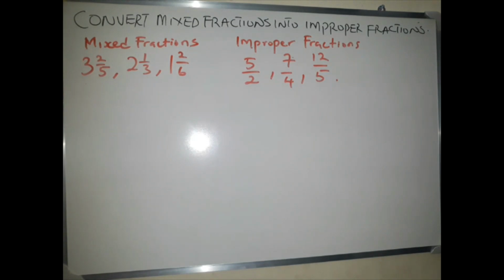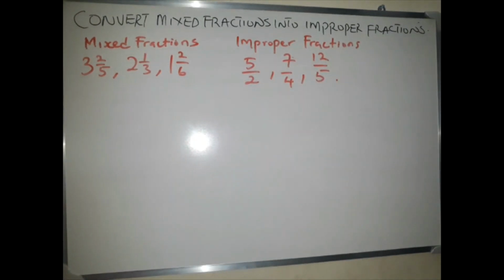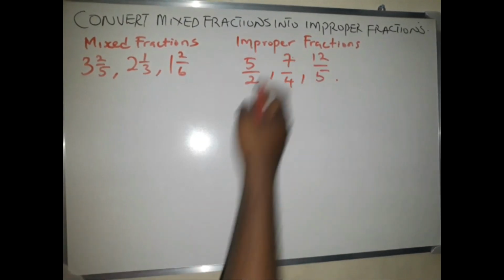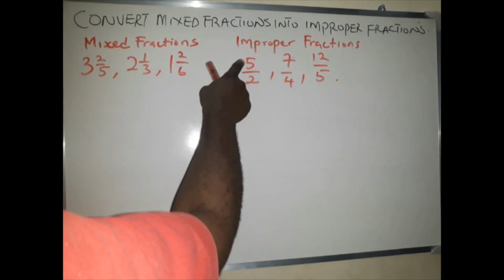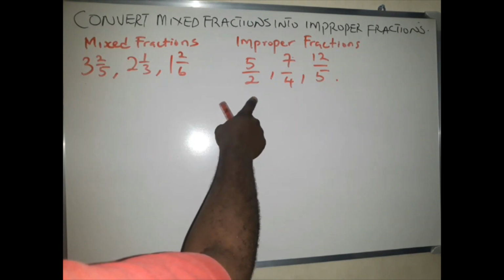Then the next examples that we have here are improper fractions. The definition of improper fractions is that improper fractions are fractions whose numerator is greater than its denominator. And we have about 3 examples here: 5/2, 7/4, 12/5. The number on top is the numerator, while the number below is the denominator.